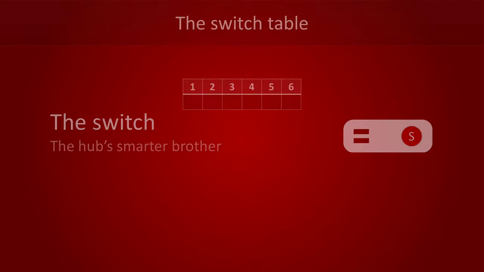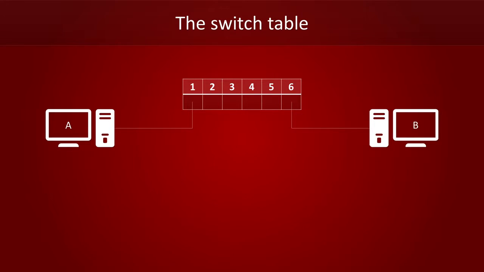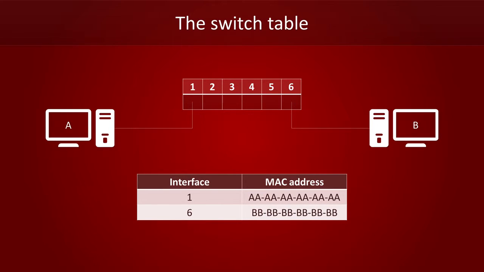That's what switches do. In this example, we've plugged in computer A to port 1 and computer B to port 6. Each network card has a unique address that switches can use to identify a computer. They're called MAC addresses. They're not only used for Ethernet connections, Wi-Fi uses it too. If computer A has a MAC address of 6 times AA, then the switch will know that the computer with that MAC address can be reached on interface 1. In addition, we know that computer B, which has a MAC address of 6 times BB, can be found on interface 6. All this information will go into the switch table.